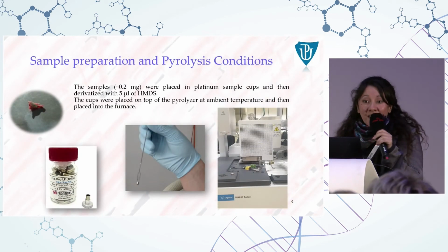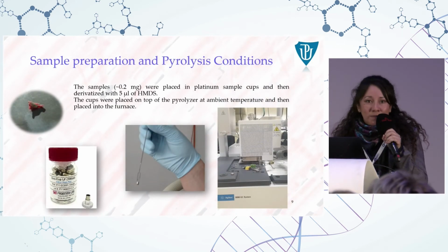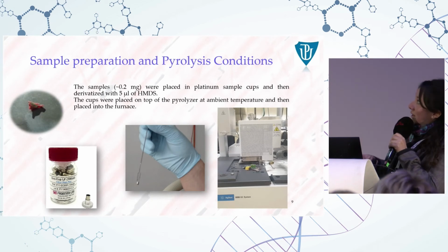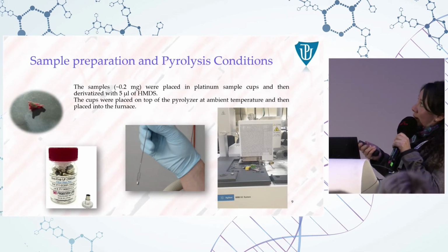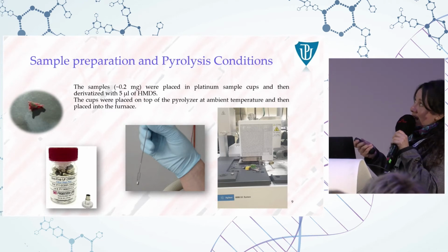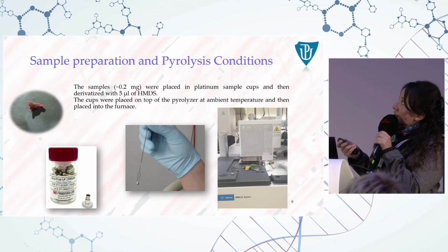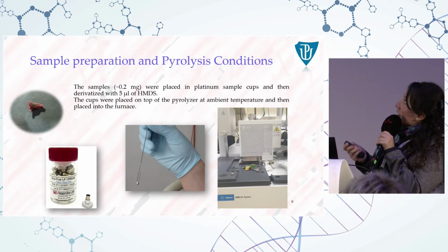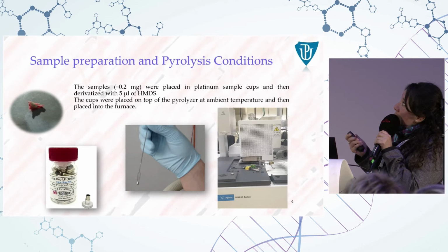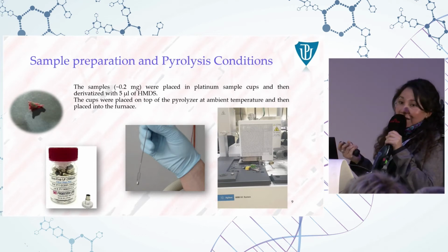And now regarding the sample preparation, it's super simple. What you need is this little cup. Here you have the sample. We are using thermally assisted silylation with HMDS. We simply put the sample here and we put the silylating agent. And then we start the run.